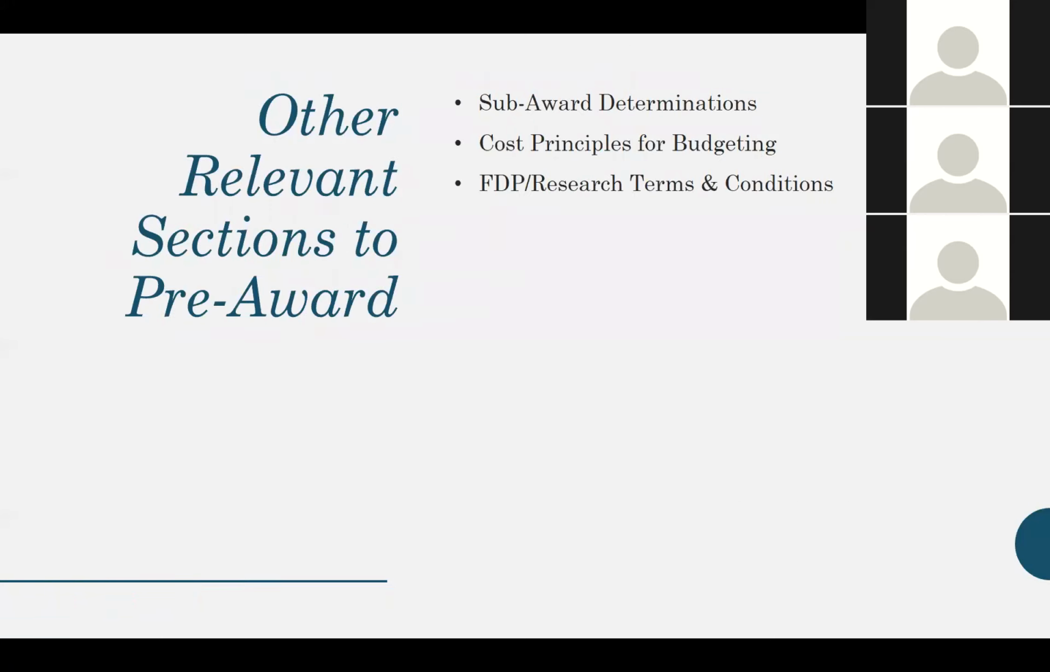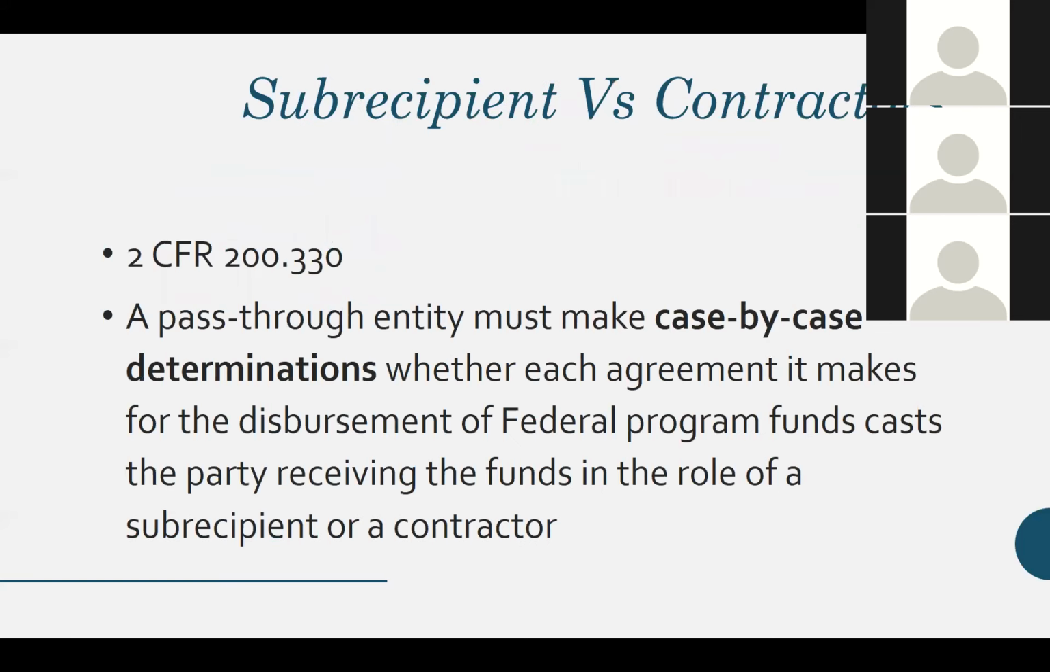Other relevant sections related to pre-awards from the UG: sub-award determinations, cost principles for budgeting at the proposal time. And then I'm going to talk a little bit about the FDP research terms and conditions. So way back at the beginning, I mentioned uniform guidance had something to say about the difference between subrecipients and contractors. In 2 CFR 200.330, you will find the answer.